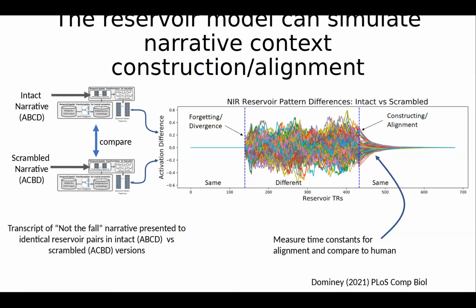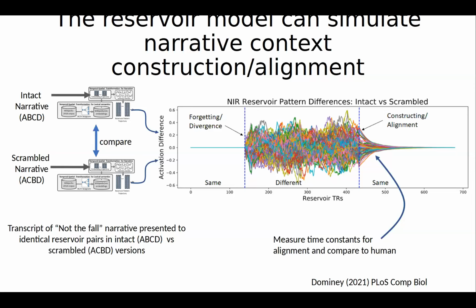So if we subtract the reservoir activity of one from the other, during the period where they're getting the same input, the activity is identical, so there's no difference. This is the difference when they're getting different inputs. And now this is the interesting period where they begin to get the same input. Just like in the human experiment, they've had different input, now the same input. And so we see this alignment that begins to occur with the time constant. So what is the time constant here?